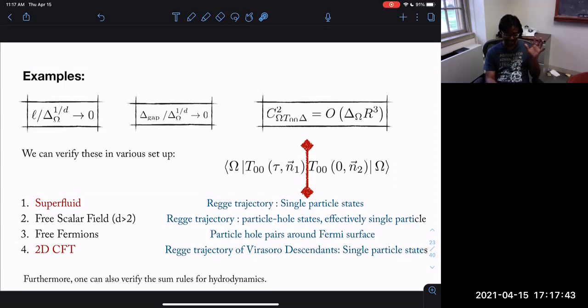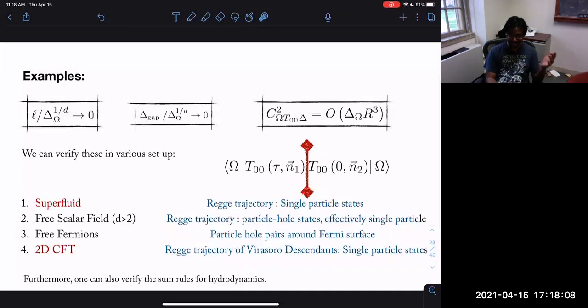So roughly speaking, this is what happens in a superfluid in the infinite volume limit. You have these single particle states, which are basically the excitations of Goldstone bosons. And in the finite volume theory, this becomes a Regge trajectory, as you all know. And they saturate the sum rule. And then you can verify that these rules are satisfied.